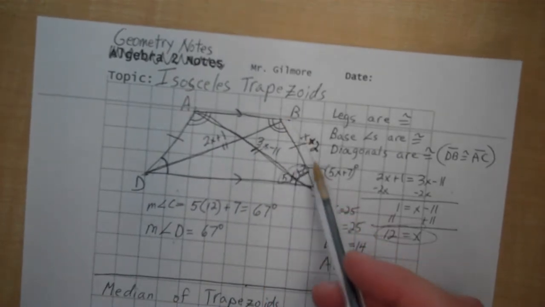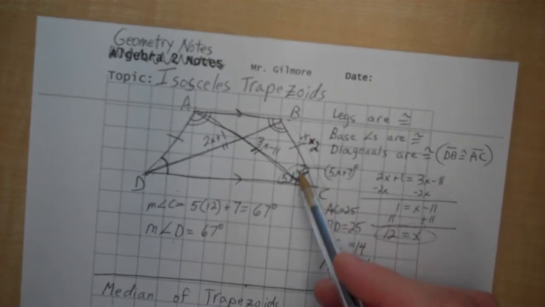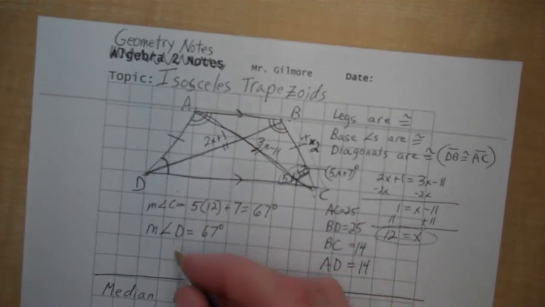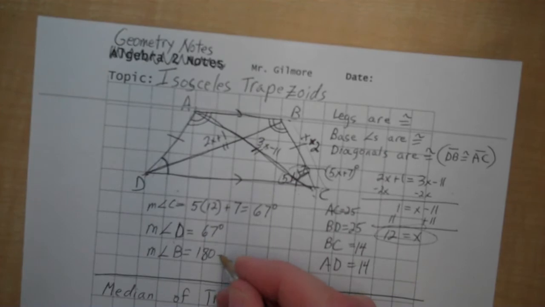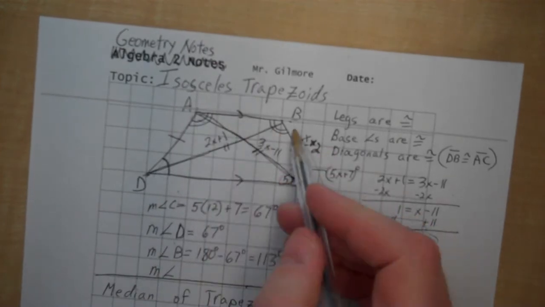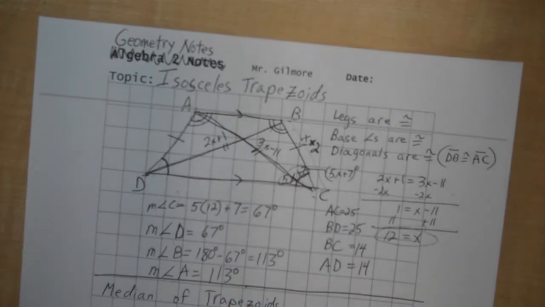Now, I hope we learned earlier that consecutive angles here, not base angles, but angles on the same side, are supplementary. So the measure of angle B, if angle C is 67, angle B is 180 degrees minus 67 degrees, which is 113 degrees. And the measure of angle A is a base angle with B. Those are congruent, so that would be also 113 degrees. Alright, so amidst this mess, we have a whole bunch of information.